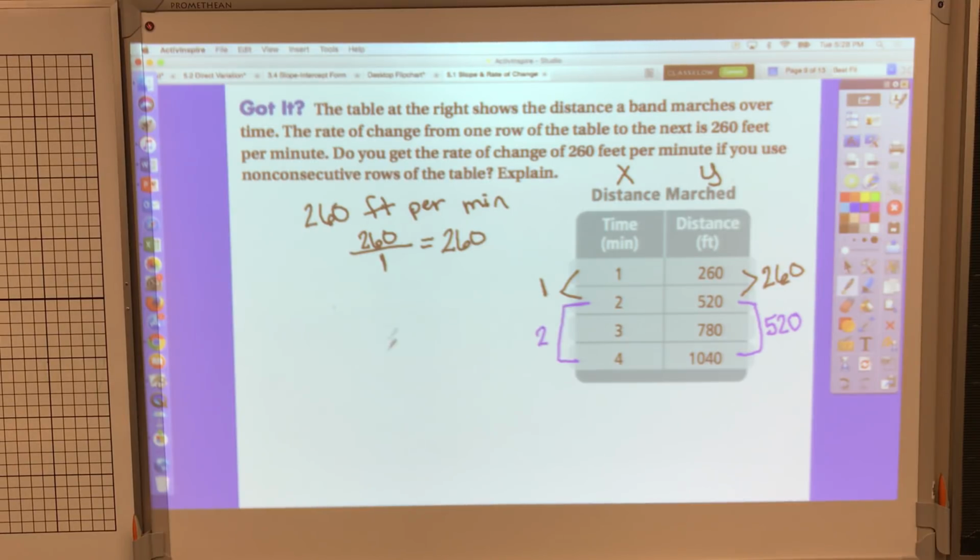So to find my rate of change, remember it's change in y over the change in x. That is 520 over 2. And when I simplify that, you do the division, you get 260, which is the same we got before. Okay? So what this is telling me is that yes, we do get the same rate of change.